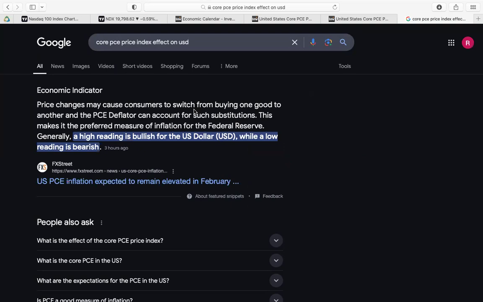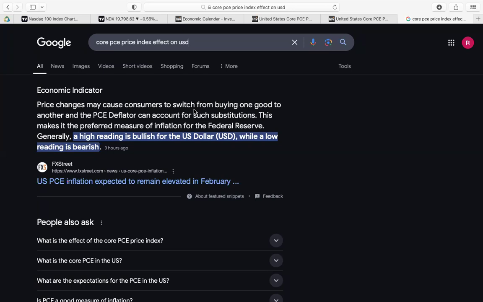Price changes may cause consumers to switch from buying one good to another. This is having substitutes. For example, if the price of cornflakes increases, we have a substitute. You either move to Weet-Bix or you move to Morvite. You understand what I'm saying? It's substitute. Listen to this: it says price changes may cause consumers to switch from buying one good to another. And the PCE, what is PCE? We're going to Google what is PCE.